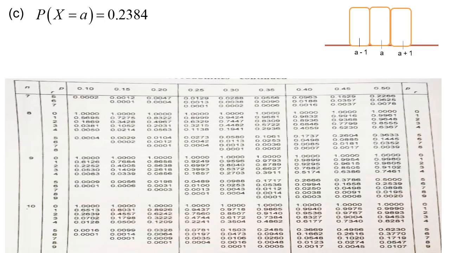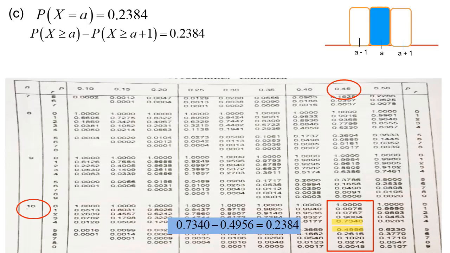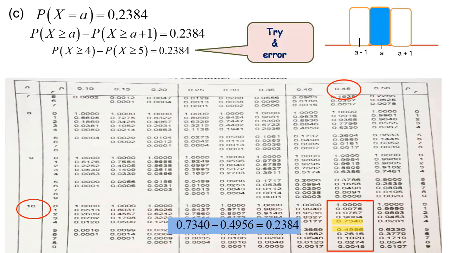For question C, again we evaluate the probability of X equal to A is 0.2384. From the petua gigi palsu, the region will be A only. So we have to use the probability greater or equal than A, subtract the probability of X greater or equal than A plus 1. So we go to the statistical tables of the page that has n equal to 10 and p equal to 0.45. We do the subtraction for any two rows until we get 0.2384. That is from X greater or equal to 4 and X greater or equal to 5. So we get this value. That means for this case, the value of A is equivalent to 4.